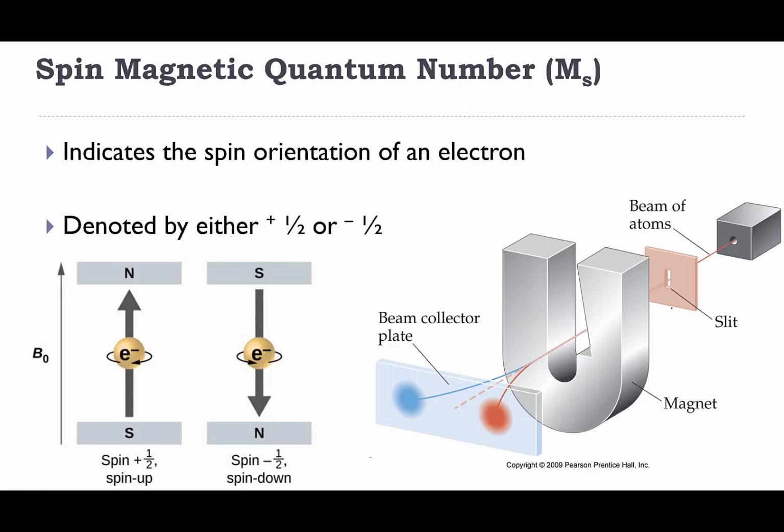The last quantum number is the spin magnetic quantum number. This indicates the spin of the electron as it resides in that orbital. You don't need to know much more about the spin magnetic number other than the 2 possible values are positive 1/2 or negative 1/2.